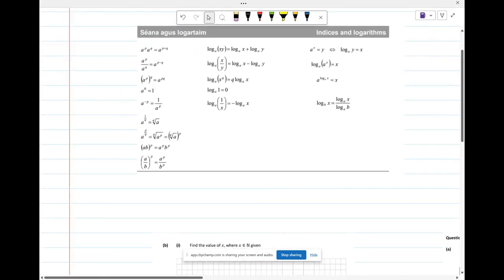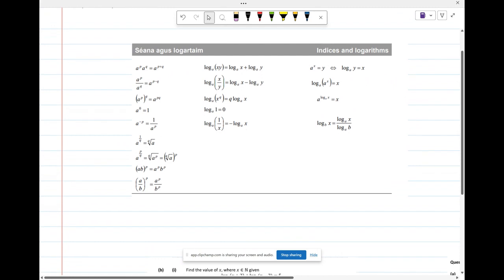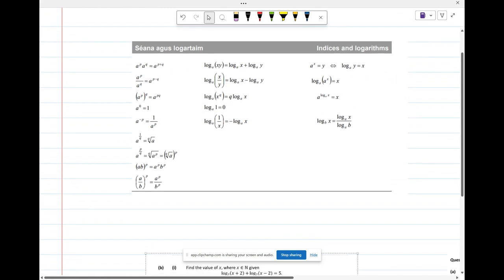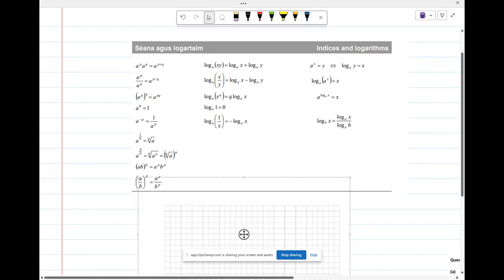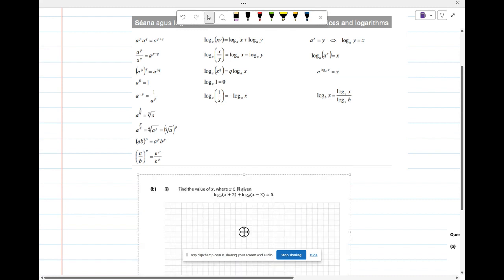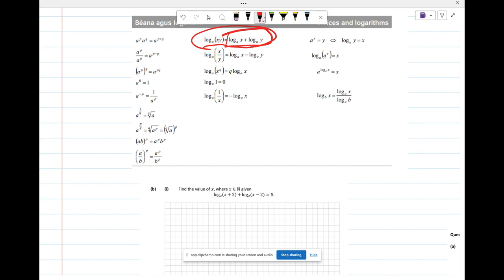So what we're going to do is go to our log tables and see if it looks like anything we know. If I bring it up here, it is in fact going to look like this one up here. On the right hand side is log something of something plus log something of something else. The most important thing is that the base a and a are the same, 2 and 2, so perfect.